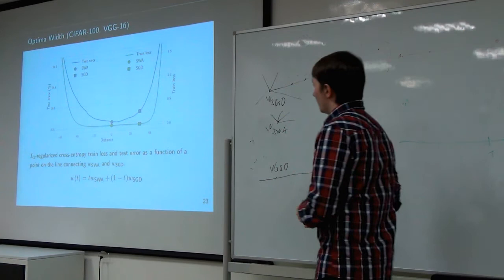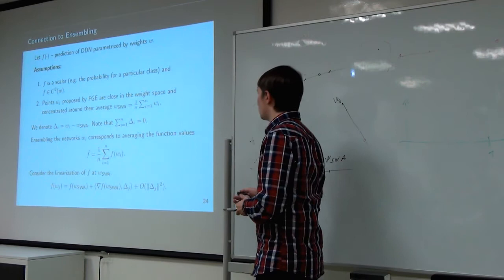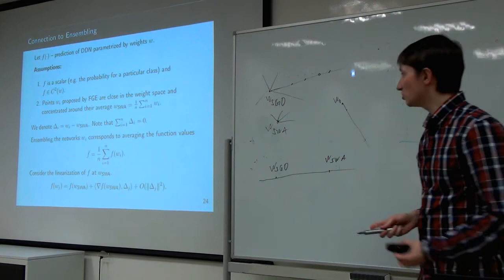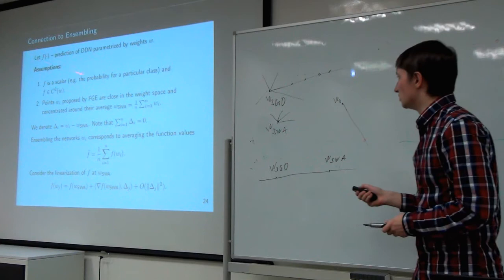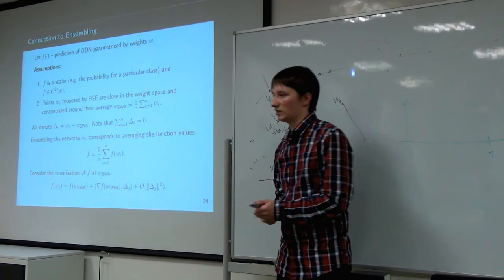So we started this part on weight averaging with the ensemble, and here we draw connections between ensembling and weight averaging. Let's say F is a prediction of our neural network as a function of weights. For simplicity, we consider a scalar function F. You can think of it as the probability for a particular class.